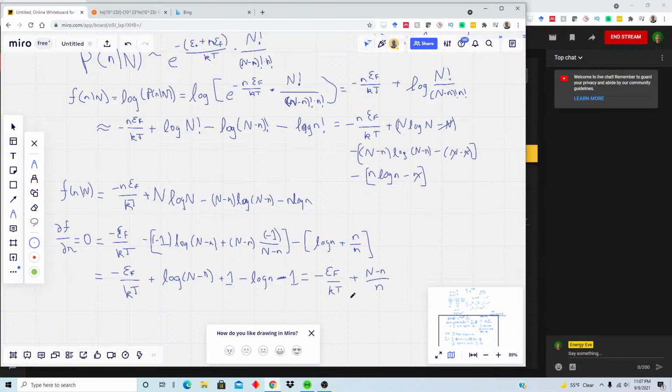At least from what is written in the notes, we're off by something. Oh, my apologies. This should be log. Okay, I might have messed something up. We might be off by a factor of 1 somewhere.